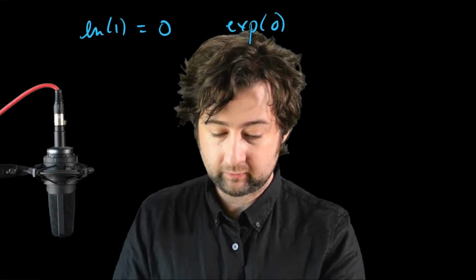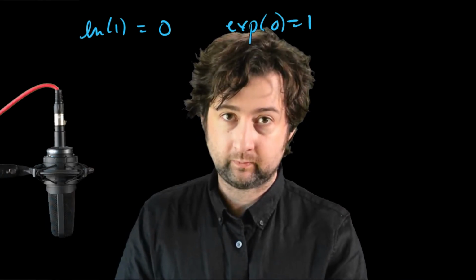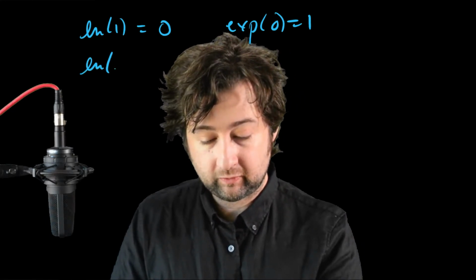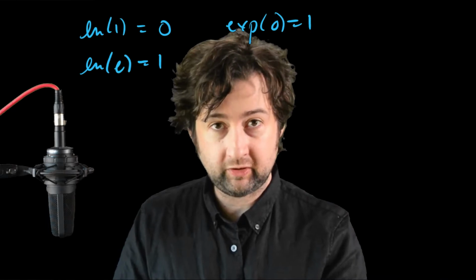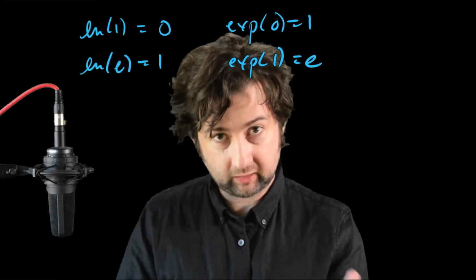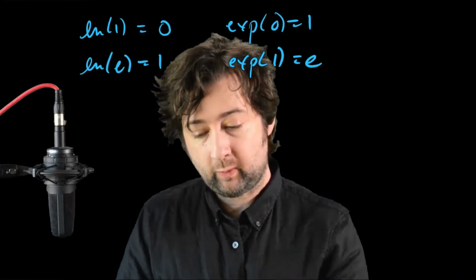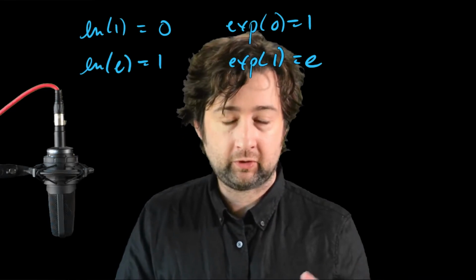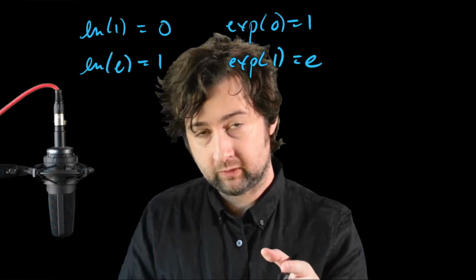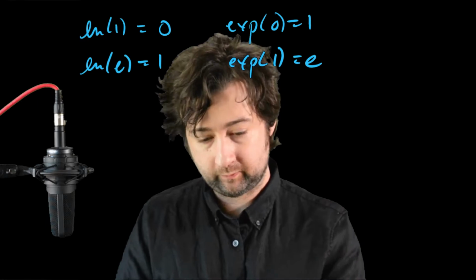Okay, so here are some properties that we're going to need. Since the natural log of 1 is equal to 0, it must be the case that exp of 0 is equal to 1, because remember, it's an inverse. Because the natural log of e is equal to 1, it must be the case that exp of 1 is equal to e, because again, it's an inverse. So what we can do is use the third property of logs to show that exp of a number is equal to e to that number.